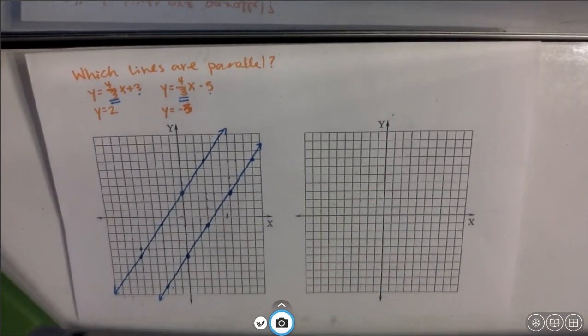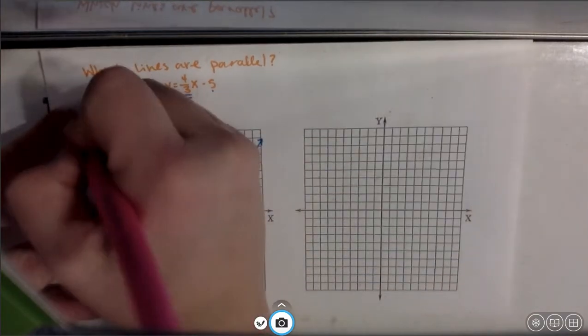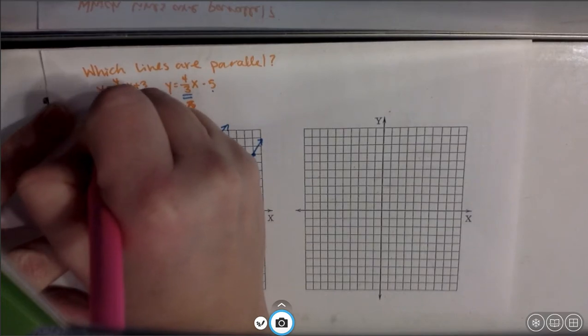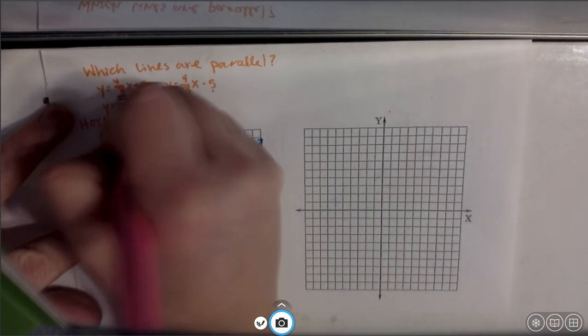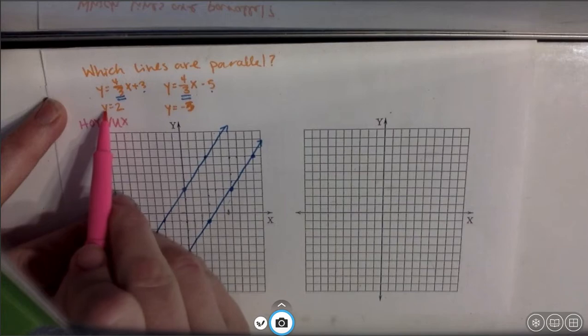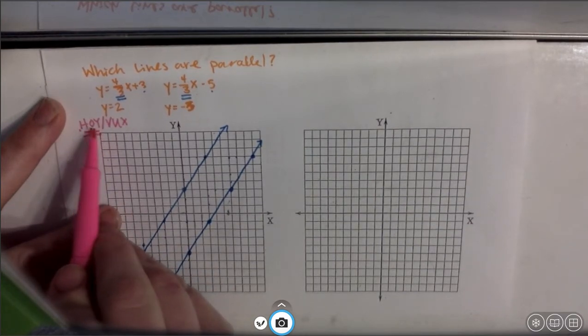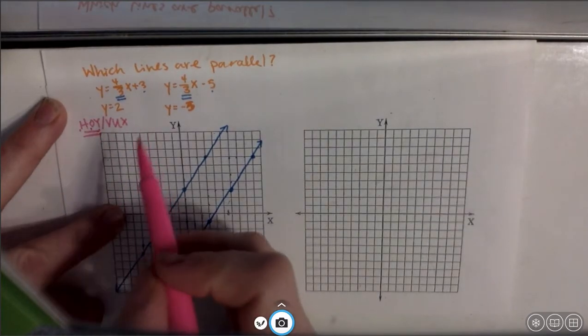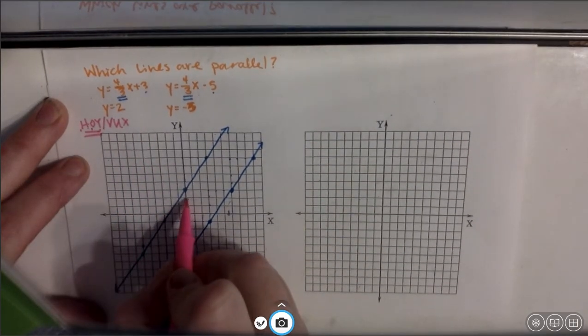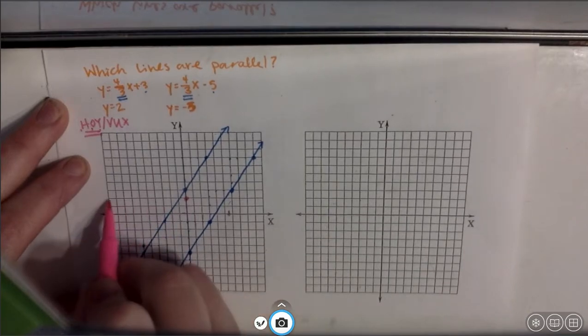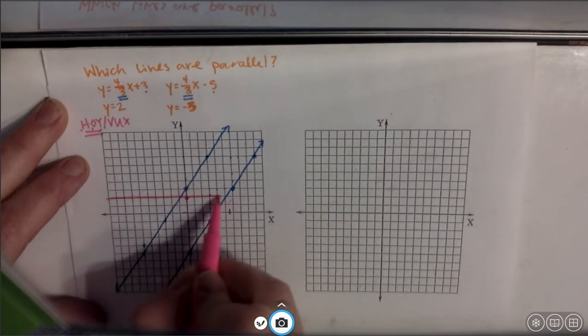So let's look at these other 2 lines that we have. We have y equals 2 and y equals negative 3. Y equals 2, if we remember the HOIVUX lesson that we did last week, this is a y equation, so that means it's a HOY. That means horizontal, 0 slope, y-intercept. So that means I'm going to draw a horizontal line that goes through y equals 2. So I'll draw a horizontal line through here.